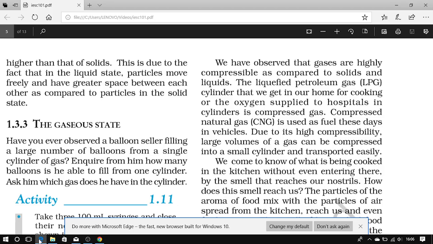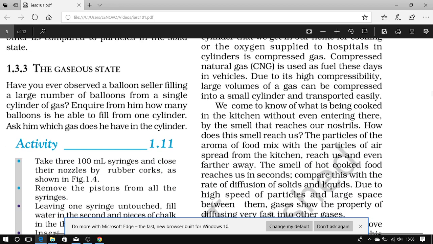We come to know of what is being cooked in the kitchen without even entering there, by the smell that reaches our nostrils. How does this smell reach us? The particles of the aroma of food mix with the particles of air, spread from the kitchen, and reach us and even further away. The smell of hot cooked food reaches us in seconds.